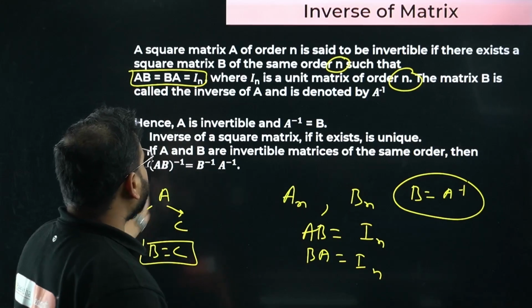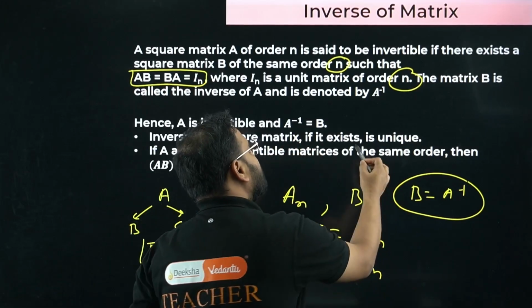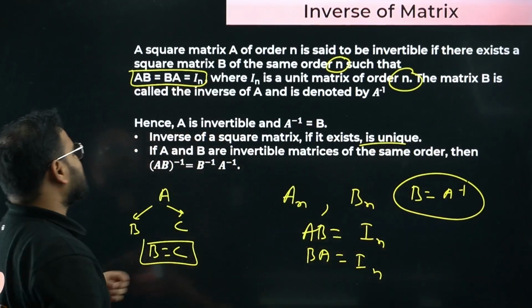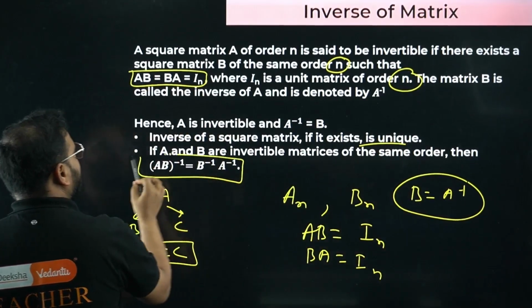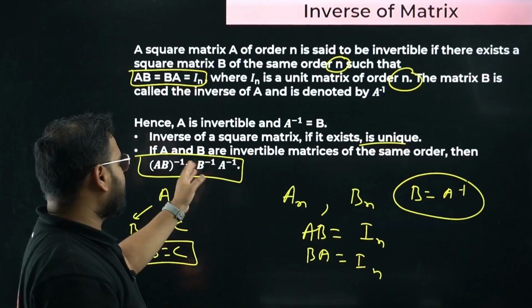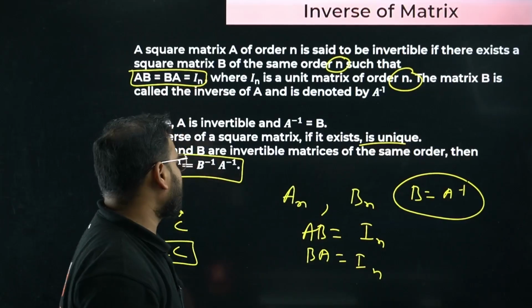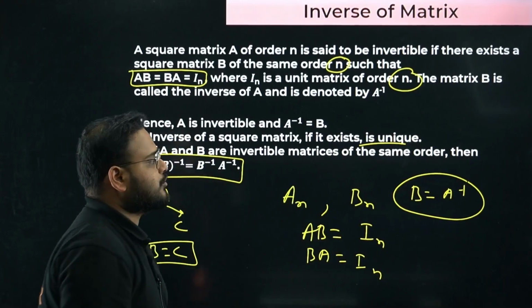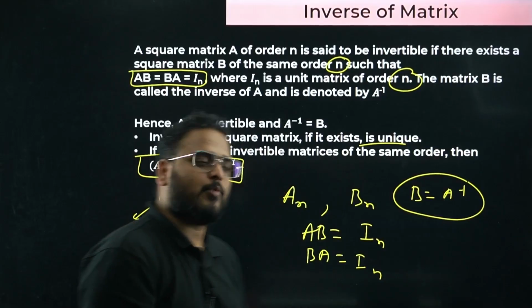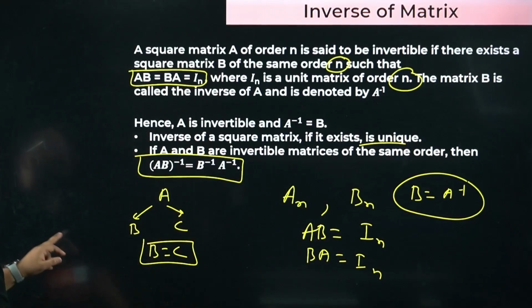What else do we have? The inverse of a square matrix, if it exists, will always be unique. This property is again very useful. If you are taking the inverse of a product, B will come in front and A will come next, so you do B inverse into A inverse. Again, they have to be of the same order. Please check. Let's move on now.